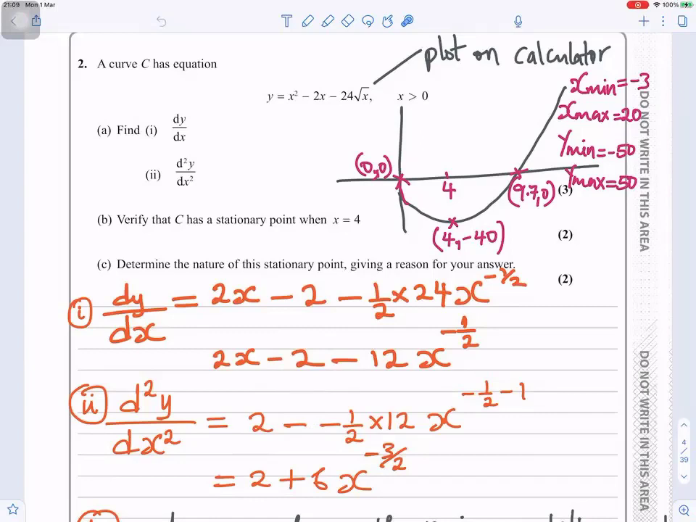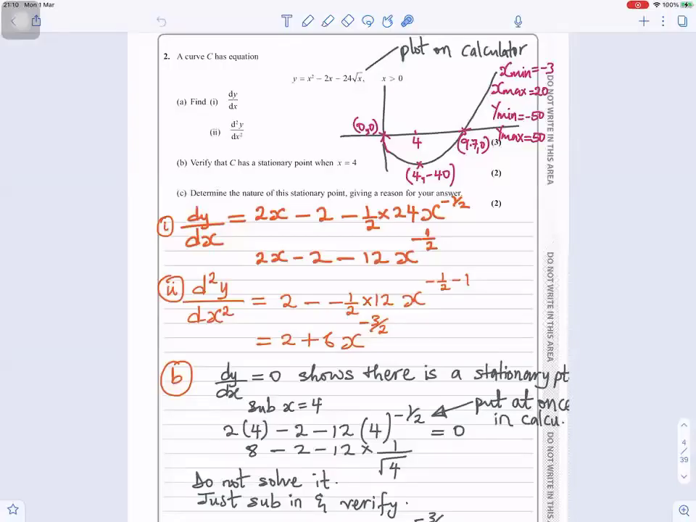And differentiating minus 12x to the minus a half, the minus a half will come in front. So you multiply by the power, which is minus a half, and then you subtract 1 from the power. The minus and the minus would make a plus. Minus a half minus 1 is minus 3 over 2. So your answer is 2 plus 6x to the minus 3 over 2.